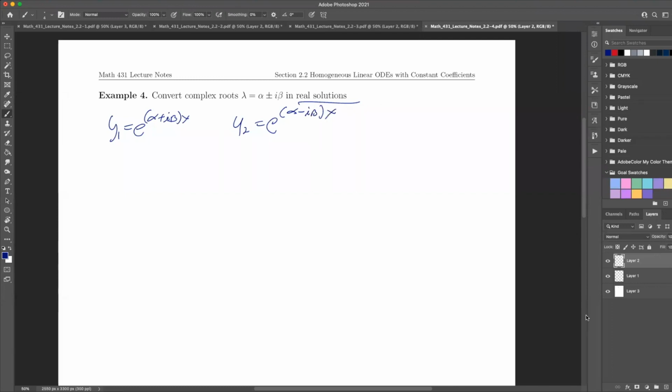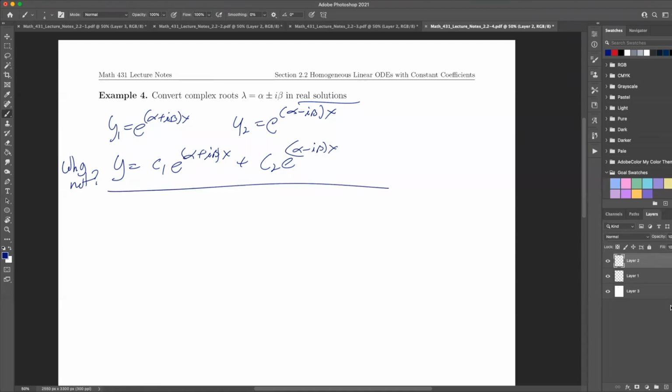There we go. All right. So why not just use this? Why not just say y equals c1 e to the alpha plus i beta x plus c2 e to the alpha minus i beta x? Why not just use this, right?